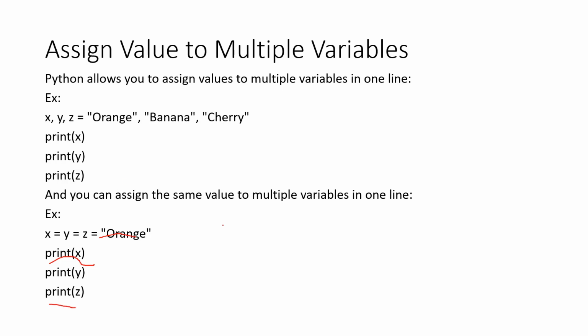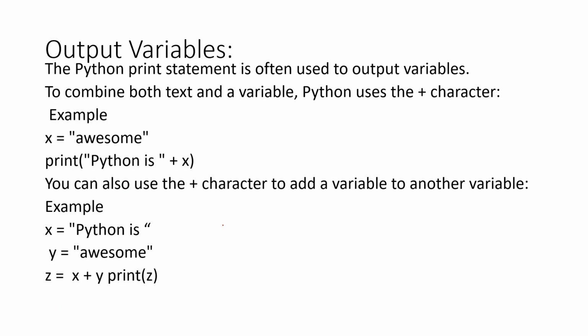Output variables. In Python we use the print statement for output. The Python print statement is often used to output variables. To combine both text and variables, Python uses the plus character.